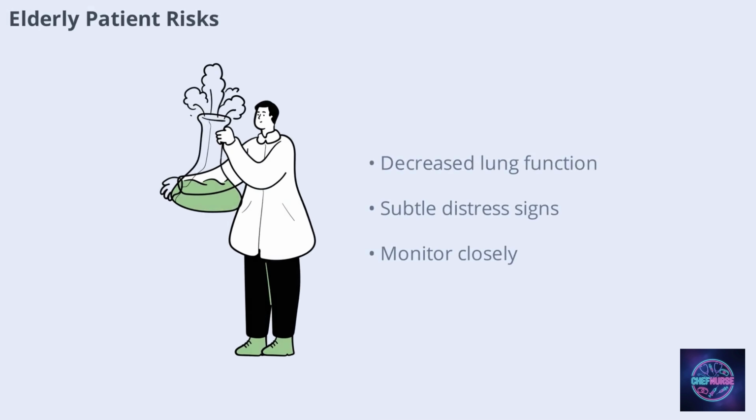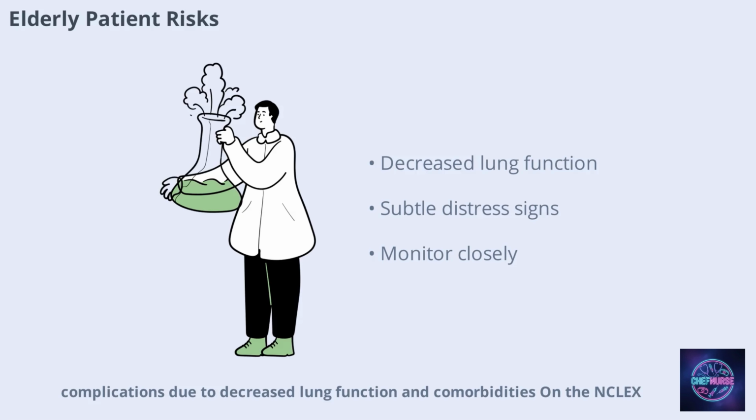Elderly patients are at higher risk for respiratory complications due to decreased lung function and comorbidities. On the NCLEX, watch for subtle signs of respiratory distress in older adults such as confusion or lethargy. Prioritize interventions that support their breathing and monitor closely for changes.